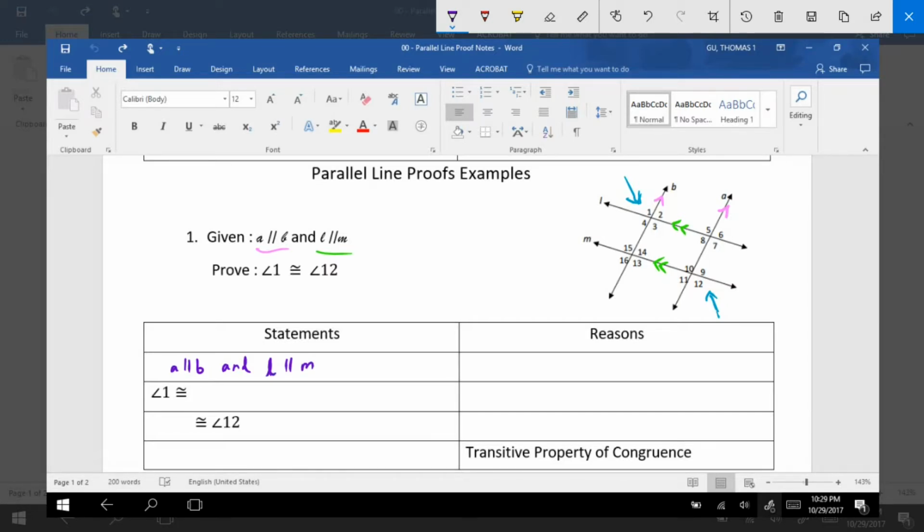All right, there it is, and the reason is it is given. Next step, they're telling us that angle 1 is congruent to something. Angle 1 is congruent to, I already marked it on here for you, angle 5. Look at that. Now, how are these two congruent?